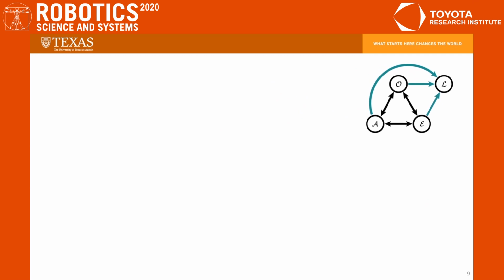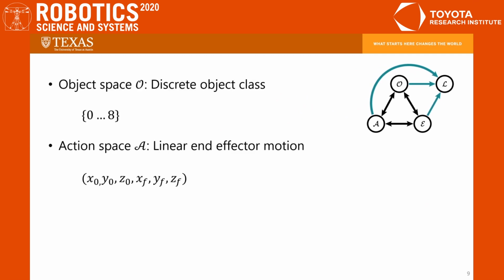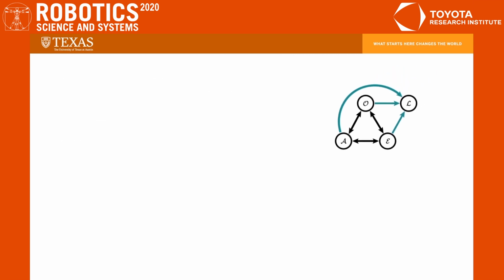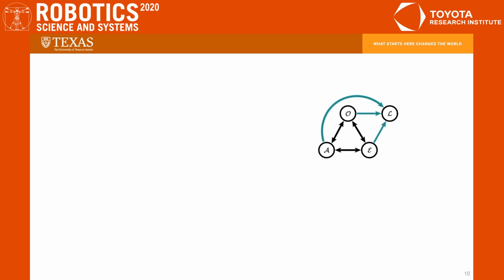We define a generalized affordance model that uses a discrete object class, simple linear robot actions, and the measured pose change to define each affordance. The action and effect spaces are continuous, and random sampling from the action space helps prevent biasing the system towards exhibiting particular affordances. The procedure for building the model is as follows.